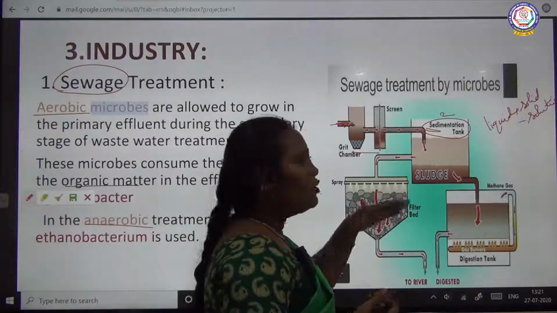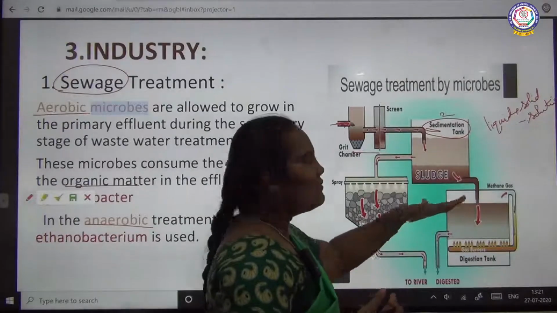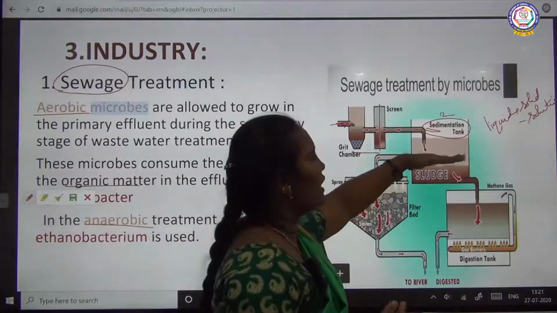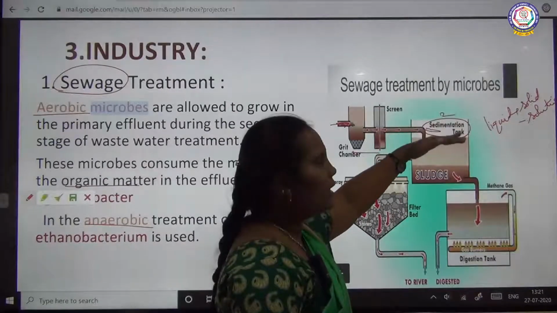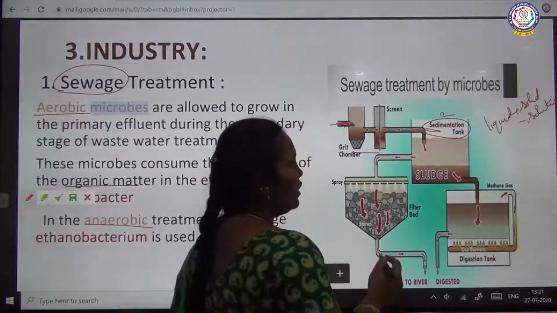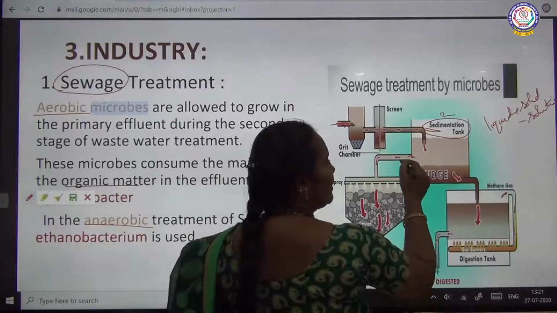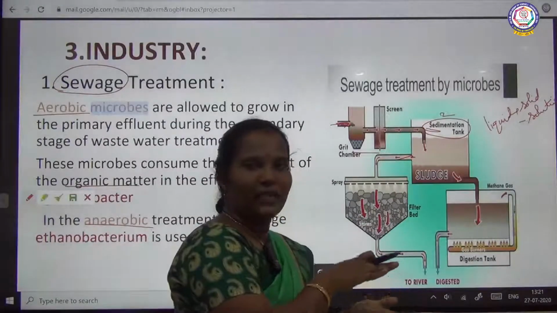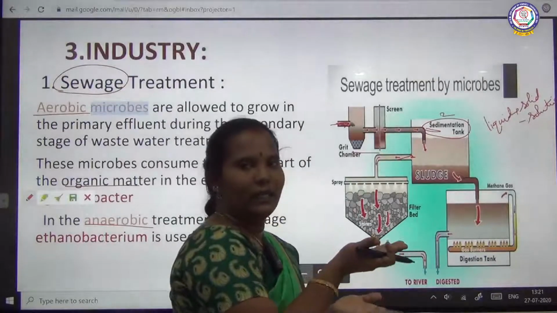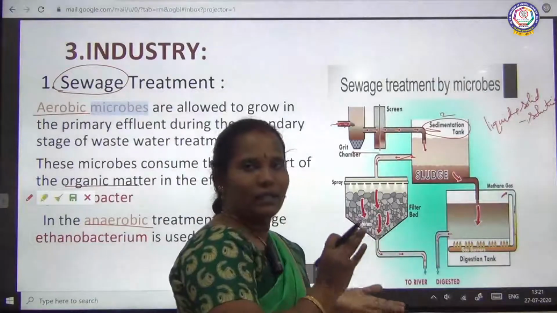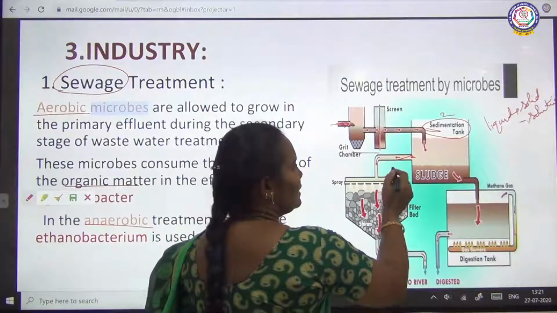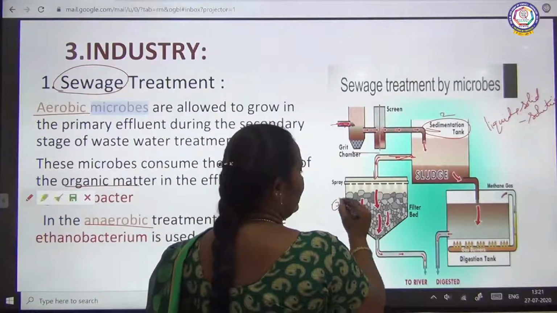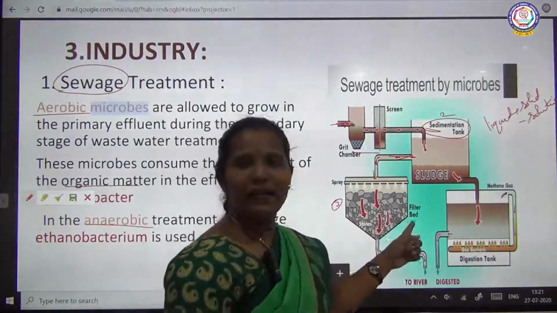After the settlement, all the solid particles will stay under the tank. The liquid stays above the solid things. So again, most of the dust particles will stay under, so maybe half of it will be clear. After that, this liquid is allowed to go into the third tank. The third tank is called a filter tank.